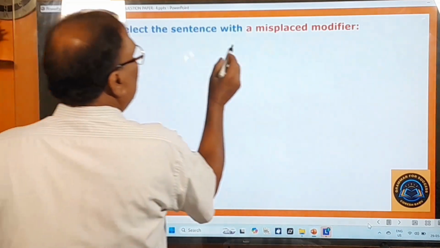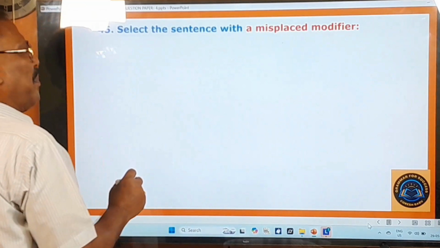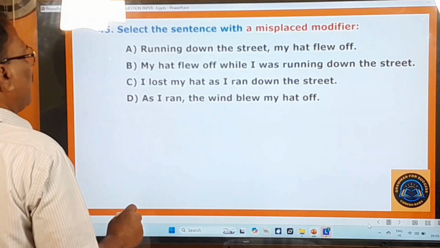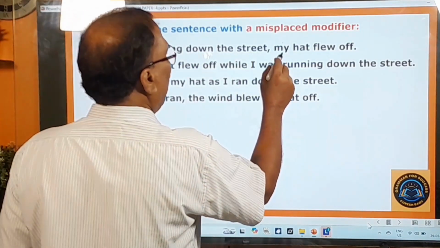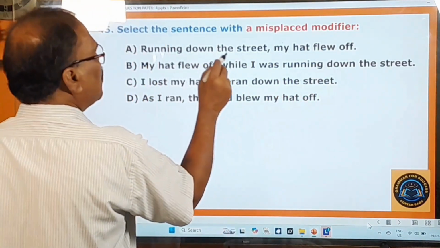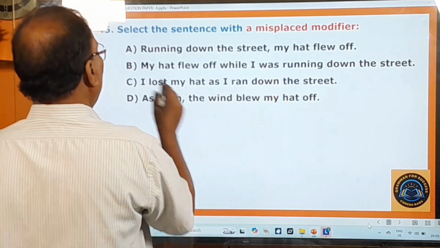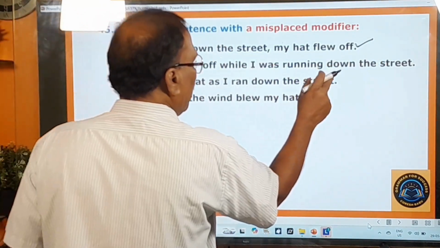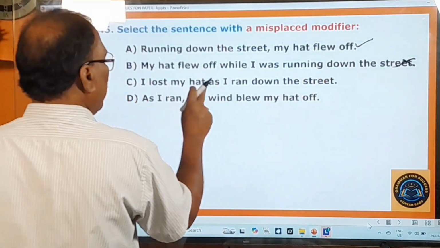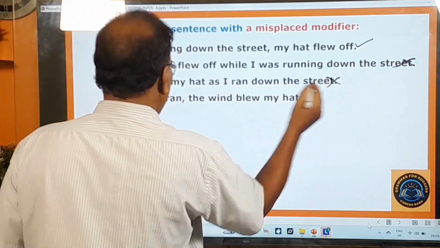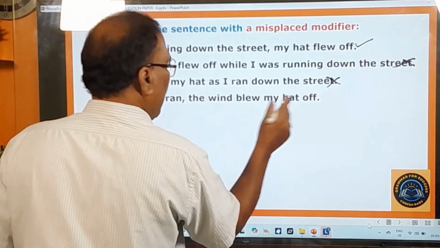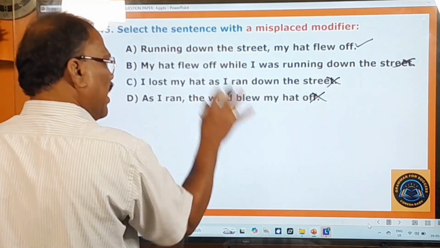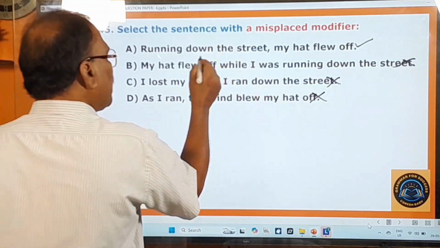45th question. Select the sentence with a misplaced modifier. So what is the sentence with a misplaced modifier? Here you pay attention. Running down the street, my hat flew off. Okay, the other options are right: my hat flew off while I was running down the street, and I lost my hat as I ran down the street, and as I ran, the wind blew my hat off. All these three sentences are grammatically correct.